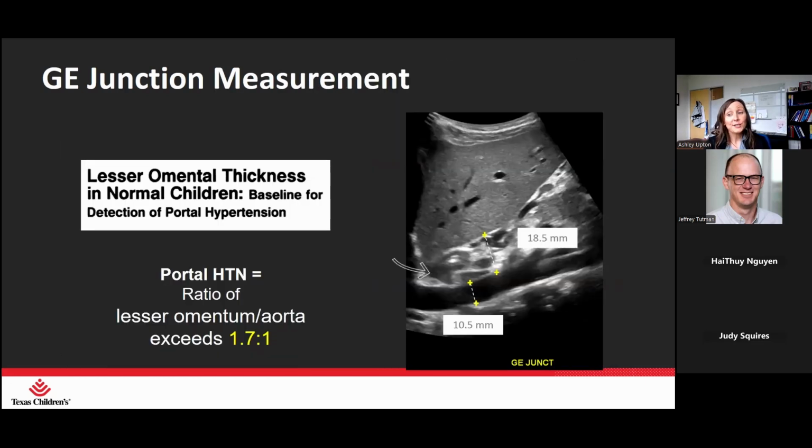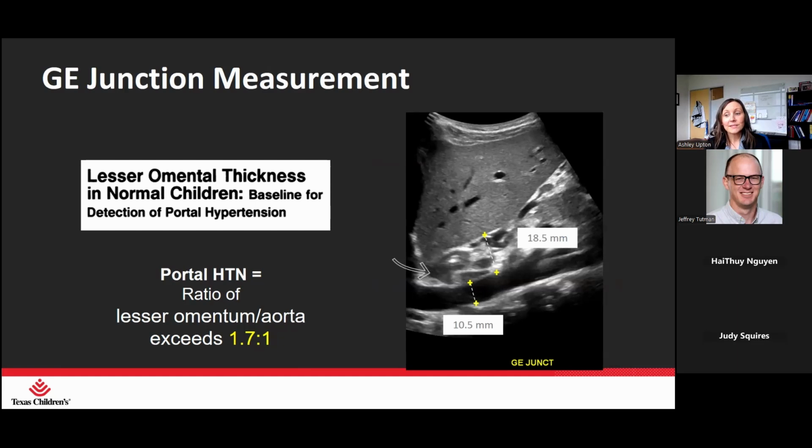Whenever you scan the GE junction, also pay attention to how much thickness there is between the left lobe of the liver and the aorta. This area of echogenicity, it's the lesser omentum. And it was found in this article that if this area of thickness measures more than 1.7 times the thickness of the aorta at the same level, then portal hypertension should be considered.